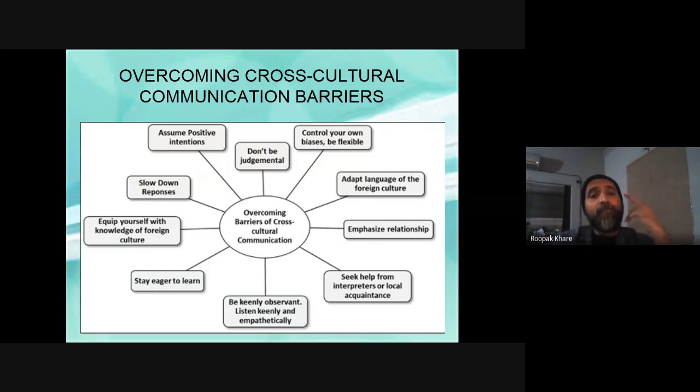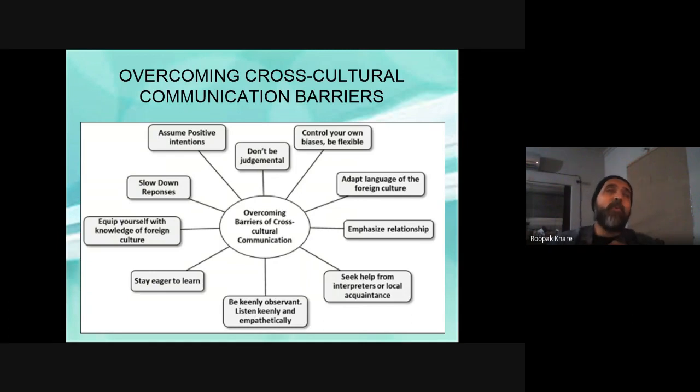Look at the screen. A lot of ideas are given here on what to do, how to minimize the miscommunication because of cross cultural communication, right? One, don't be judgmental. Don't jump to conclusions as soon as you come across something. Control your biases and be flexible. You should not have preconceived notions in your mind. Don't be biased about people. Be a little flexible.